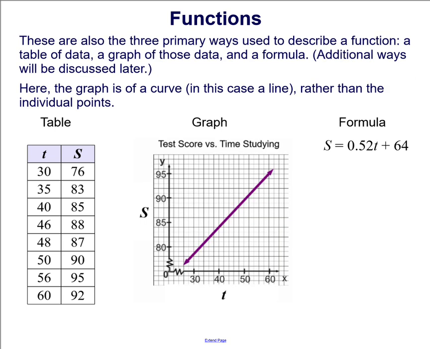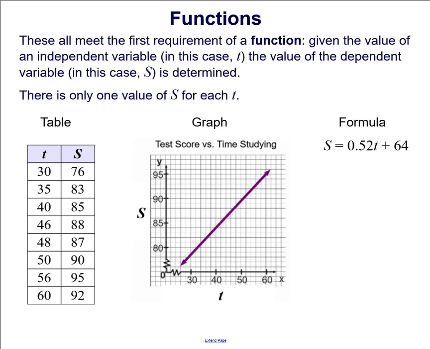These are also the three primary ways used to describe a function: a table of data, a graph of those data, and a formula. Additional ways will be discussed later. Now in this graph, graphs can be curves. You're seeing a picture of a straight line, but also graphs can be individual points, sometimes known as a scatter plot. All of those are graphs that represent functions. These all meet the first requirement of a function.